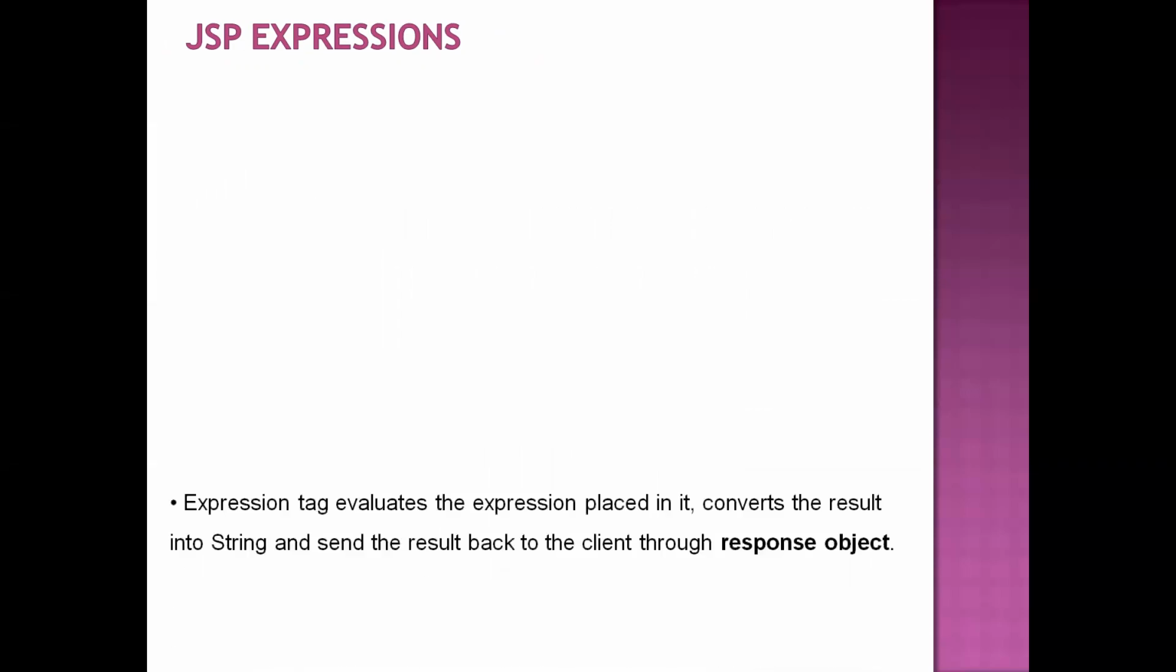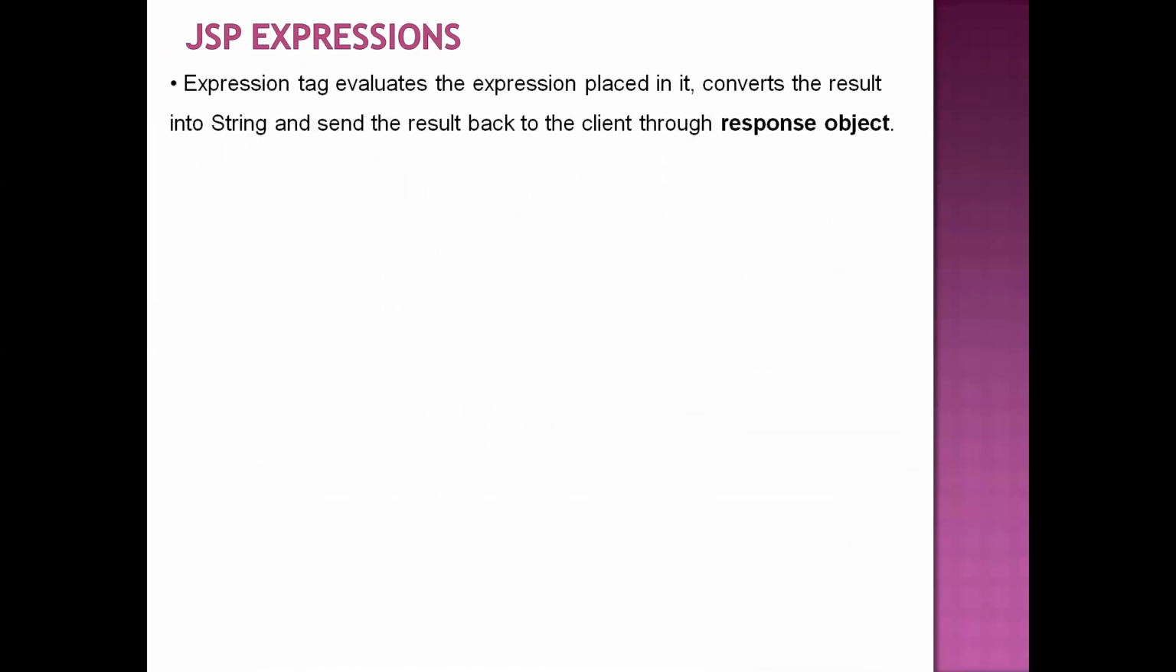Now see the next JSP element, that is JSP expressions. This JSP expression tag is used for evaluating the expressions that are placed inside this tag. First of all, it evaluates those expressions, then it converts the expression into the result. That result will be sent back to the client through the response object. See the syntax of this JSP expression tag. Again, the same angular bracket, percentile symbol, but here the JSP expression starts with the equal to sign and ends with, as usual, percentile and angular bracket.